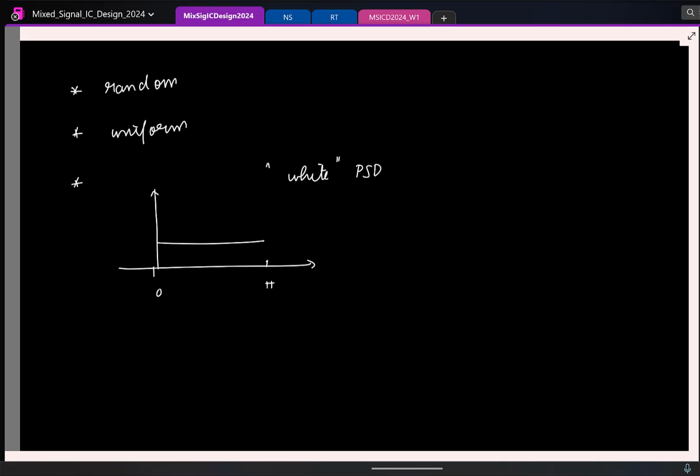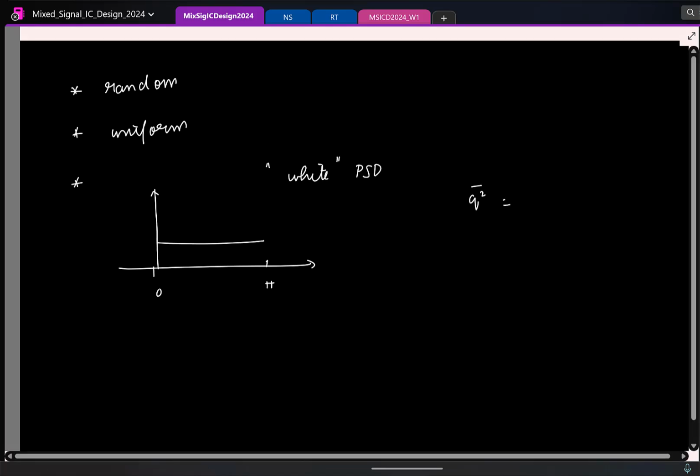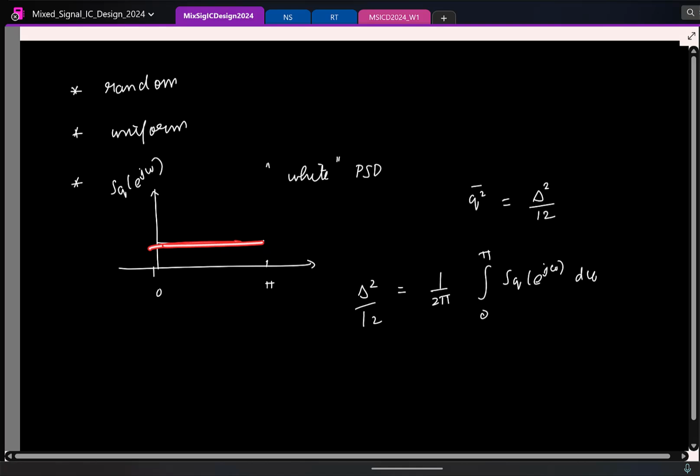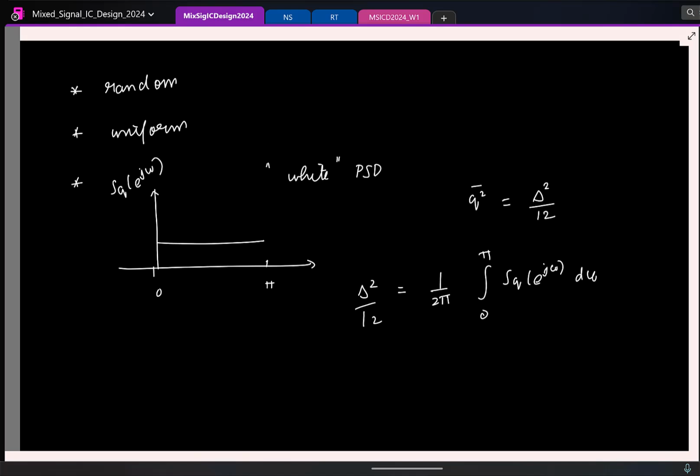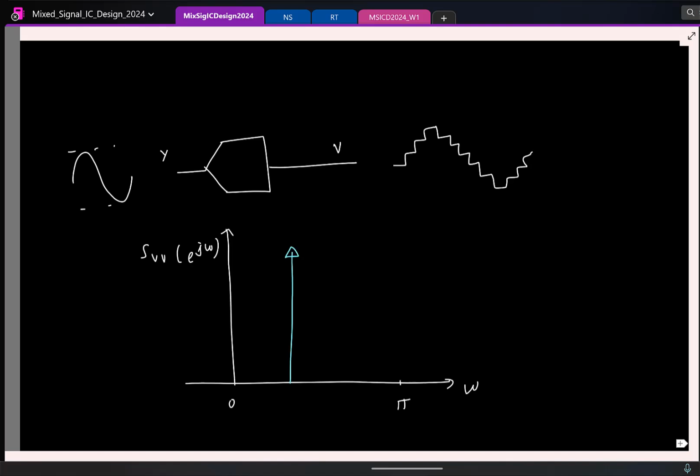So again, remember that the quantization noise power, what was it in terms of step size delta? It was delta square by 12. We saw that. So from here also you can find the noise power by doing 1 by 2 pi integral 0 to pi SQ of e power j omega. This will be equal to delta square by 12. From this you can find what the sigma is, right? Cool. So now if I plot the spectrum at the output, let me copy this.